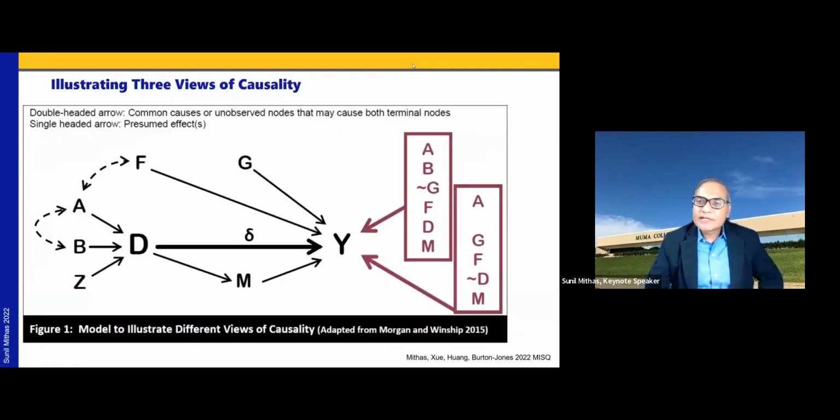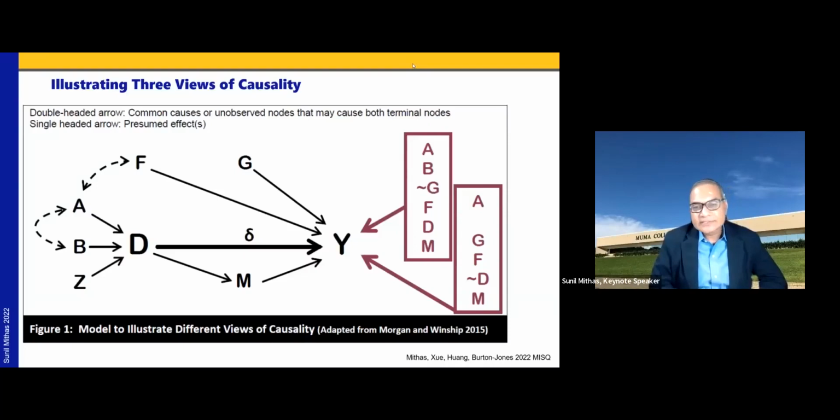This is a heroic effort to illustrate three different views of causality in one slide. So please forgive me if I'm not clear here or I'm being cryptic. But one way of thinking about causal relationships is by looking at these box and arrow diagrams. I'm sure many of you are quite familiar and would have seen such diagrams in MIS Quarterly, ISR, and other journals where we publish our work, right?